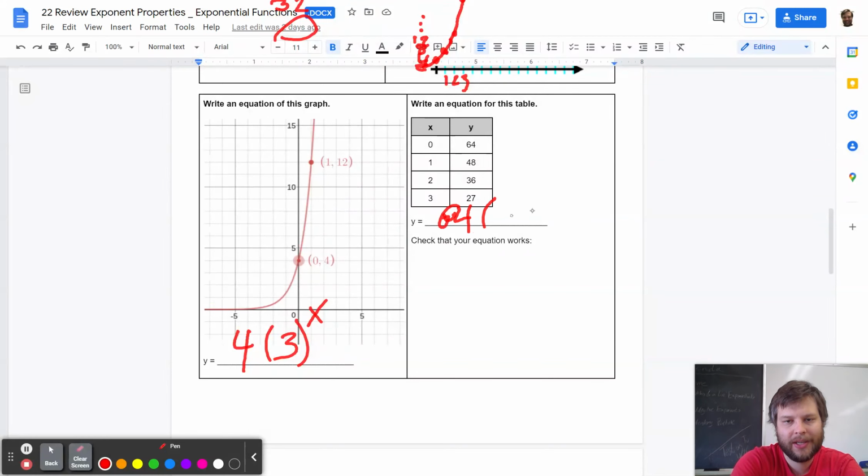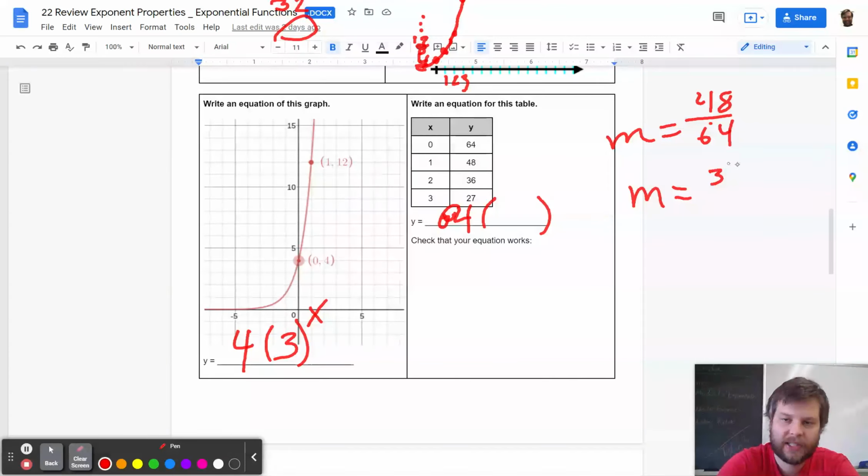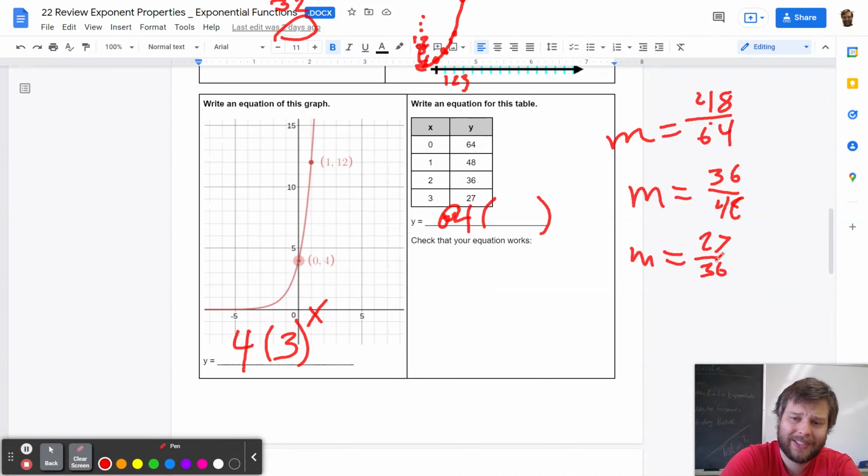That's the y-intercept. And then this is a bit trickier because I don't think it's 100% obvious what you multiply 64 by to turn it into 48. But remember, you can always find your m value by dividing two consecutive y values. I just chose the first two in the table, but I could just as easily have done 36 divided by 48. Or I could have even done 27 divided by 36. Either way, it's 3/4.